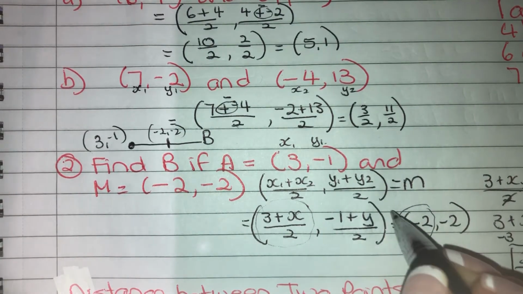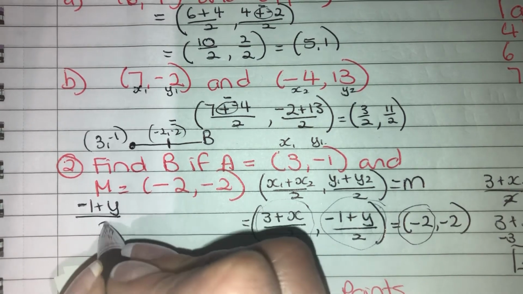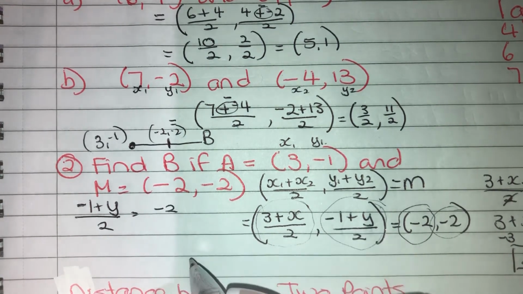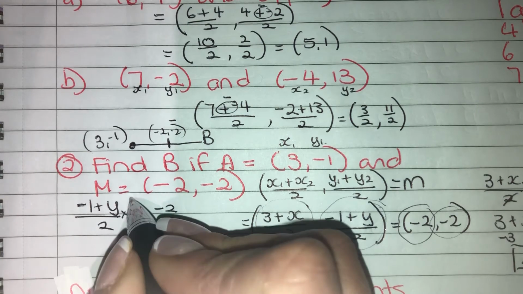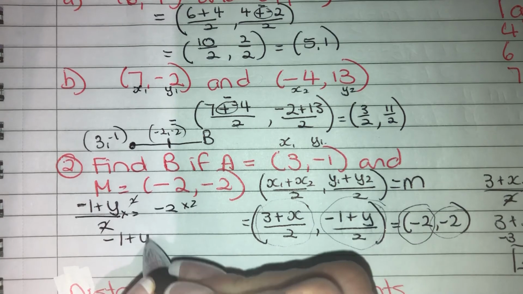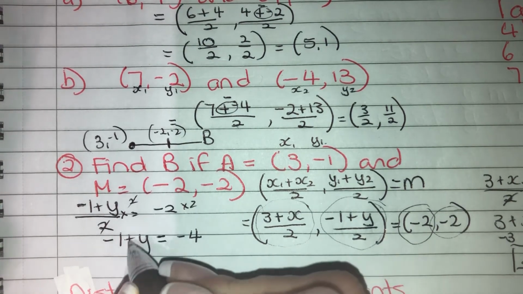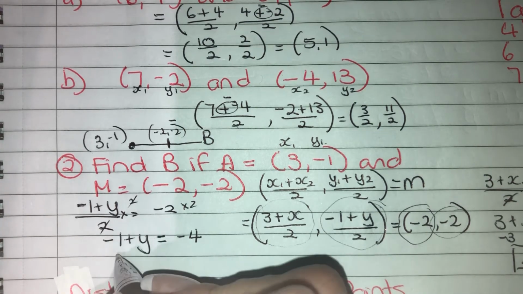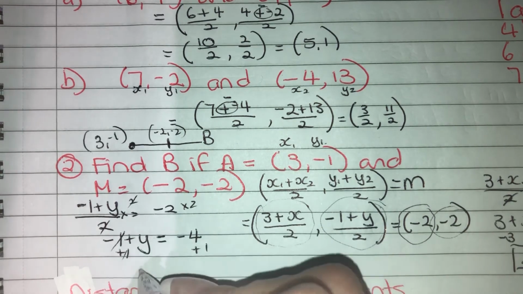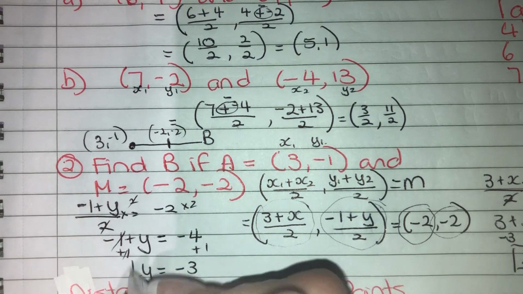So this time we've got the y's. So y is minus 1 plus y over 2. That's what this is. And that is equal to negative 2. How do we get rid of the 2 on the bottom? Multiply by 2. Minus 1 plus y equals minus 4. We want the y. How to get rid of minus 1? We plus 1. So y is equal to minus 4 plus 1, which is minus 3.